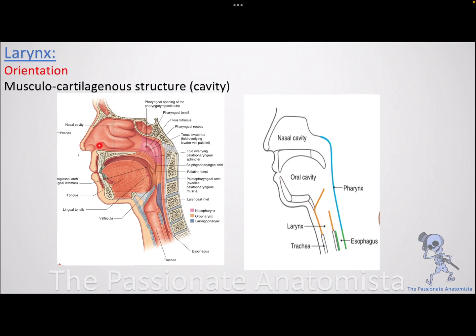So if you guys look at this picture, you have the nasal cavity, you have the nasopharynx at the back of it, and then the oral cavity, and then the oropharynx. And then here the larynx, we're going to talk about that. And then the part behind it is basically the laryngeal pharynx.